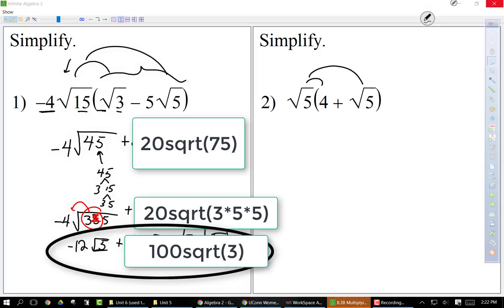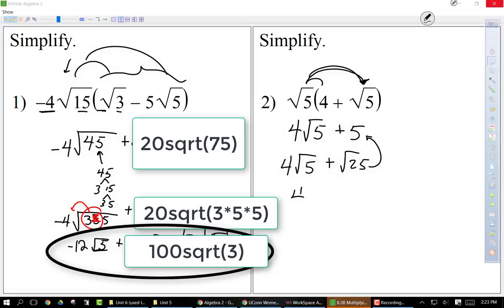Now let's go to number 2. Multiply, distribute. Well, this gives me 4 root 5 plus 5. You might ask, how did I get a 5? Remember we talked in previous videos, when I have a root 5 times the same root, I get just the number inside. Or if you don't believe me, it's really 4 root 5 plus root 25. Well, what's root 25? It's 5 again. So I get my answer as 4 root 5 plus 5, and I'm done. Again, you can write it as 5 plus 4 root 5. It doesn't really matter, but you're done.